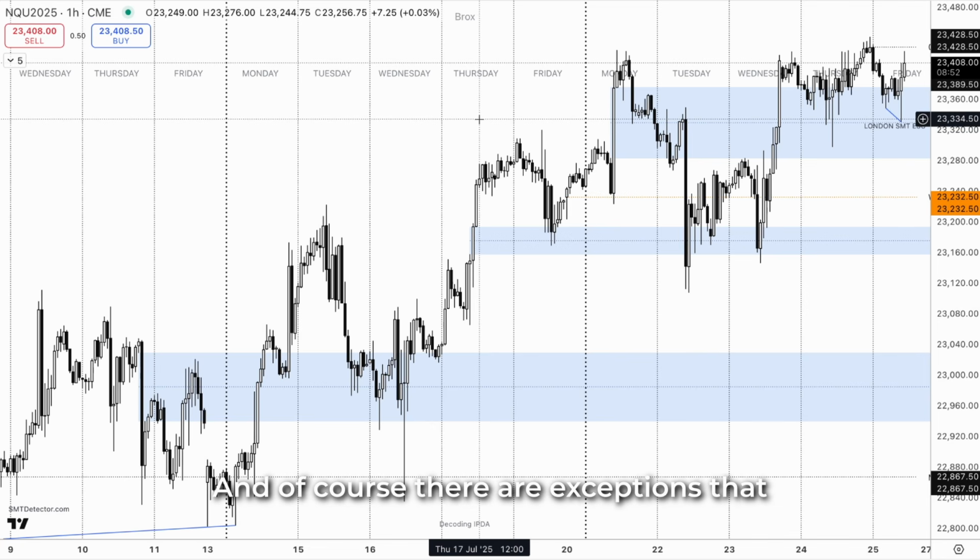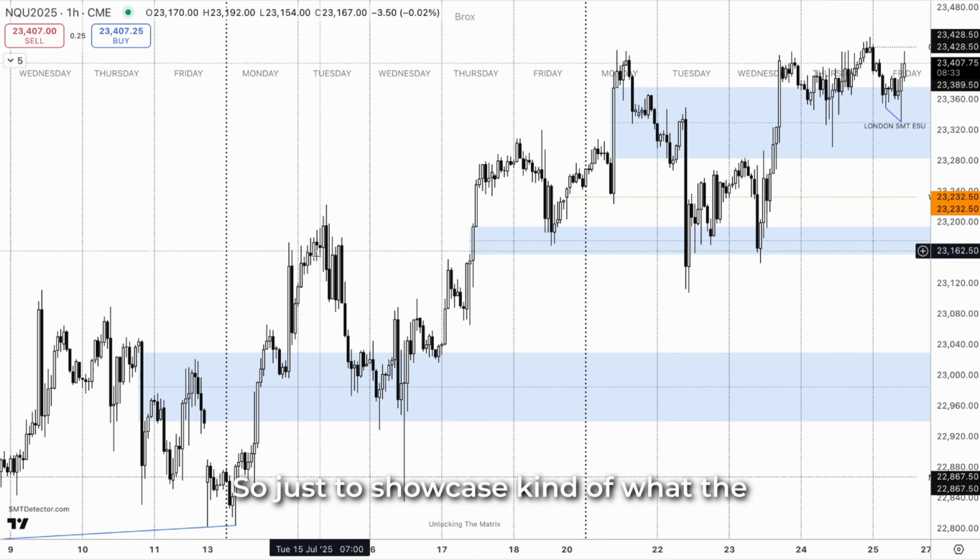And of course, there are exceptions that we can apply, specifically when it comes to the lower time frame. And maybe you want to base your entry on a newly formed PD array. That is also valid, but I'm going to show you when you should do that.